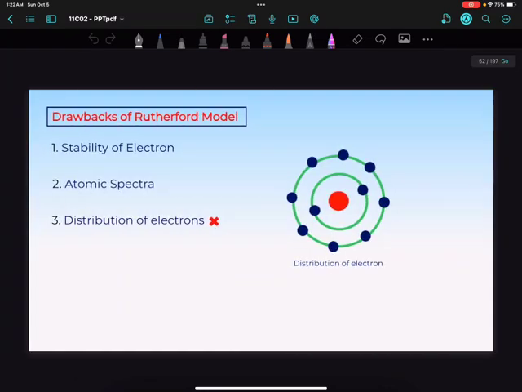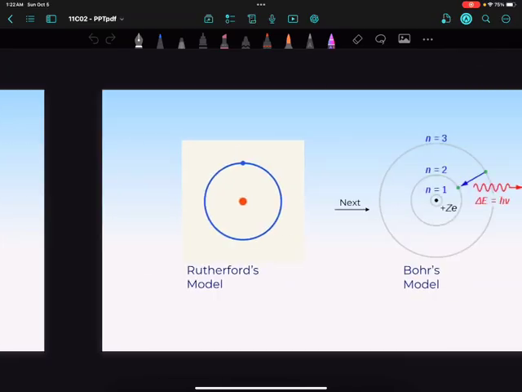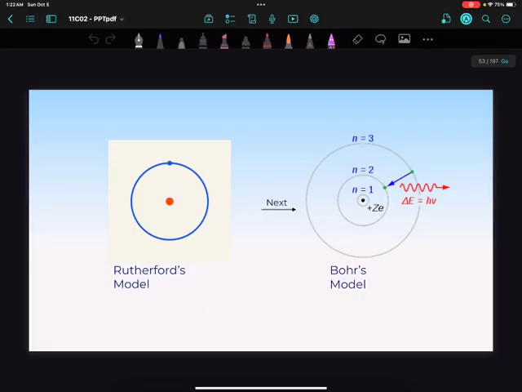The third drawback of the Rutherford theory was the distribution of the electrons. He said that electrons are distributed along the orbits. The Rutherford model said that the electron is around the orbit, but when the modification of Bohr came, he said that it is particularly on the orbital pathway, which is known as the orbital path, which is an imaginary line. Okay.